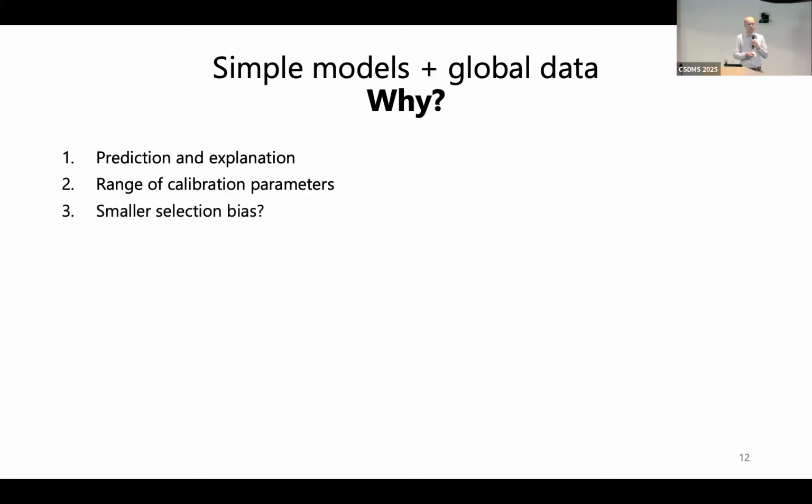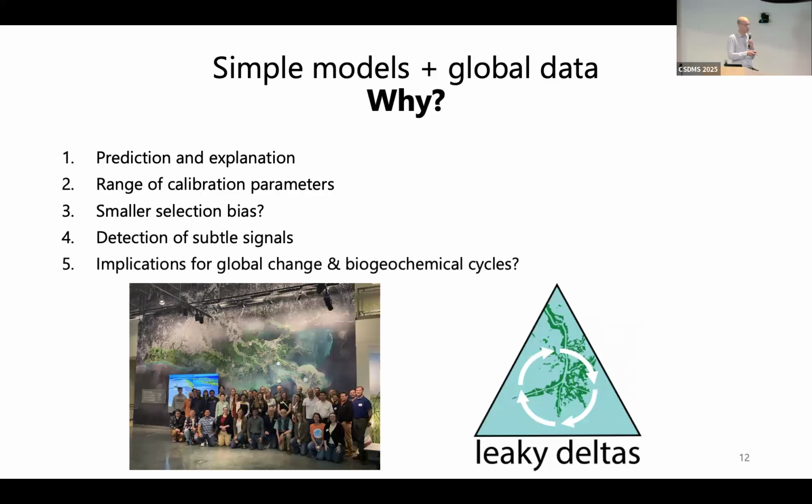I think you also have a smaller selection bias, right? You're not picking any individual field site, but you're really expanding beyond and doing many deltas at the same time. You can detect more subtle signals because you have more data to compare it to. And then lastly, something that I'm getting into now also with Julia, who just introduced me, is that if you do this and have global data and learn something about the world, you can also perhaps try to make some implications that are relevant for global change, including some biogeochemical cycles.